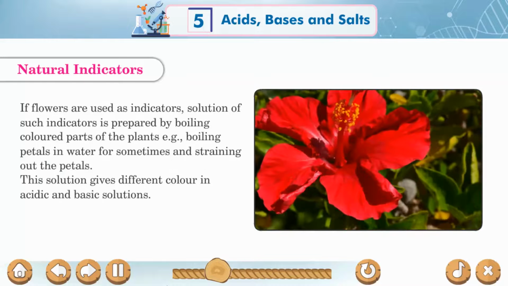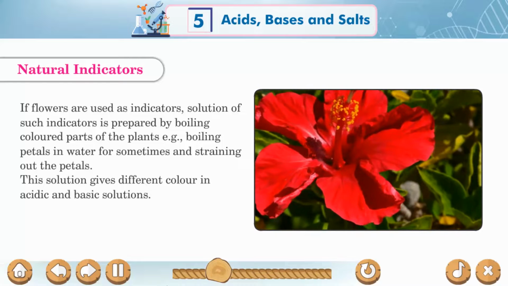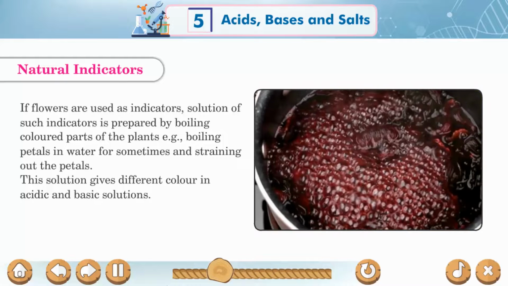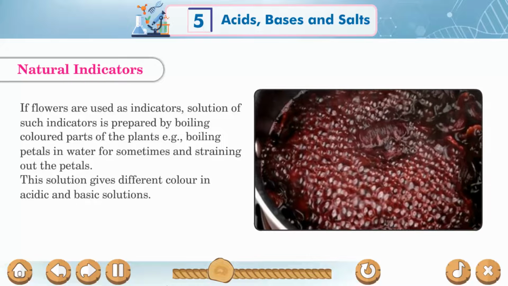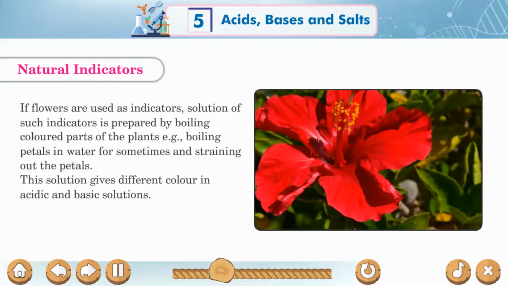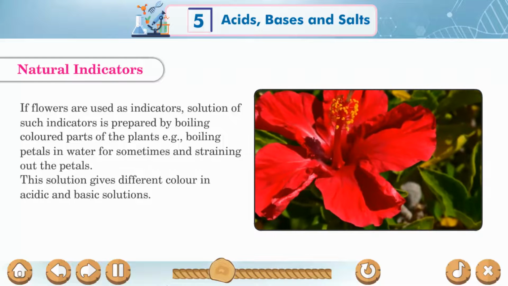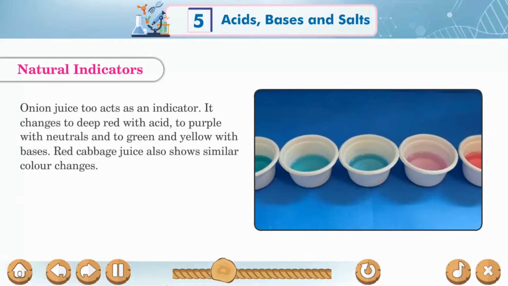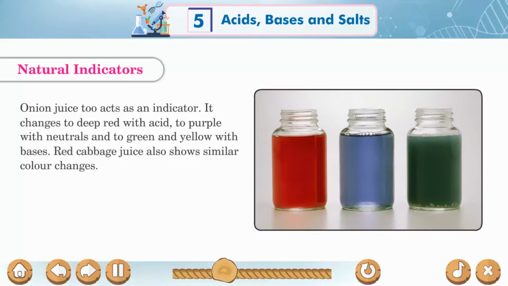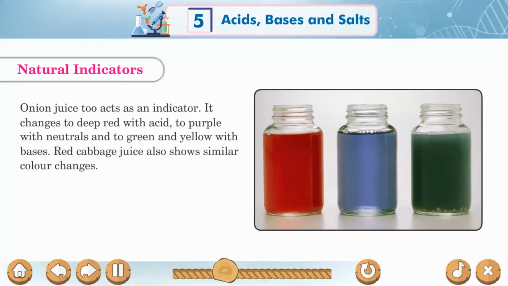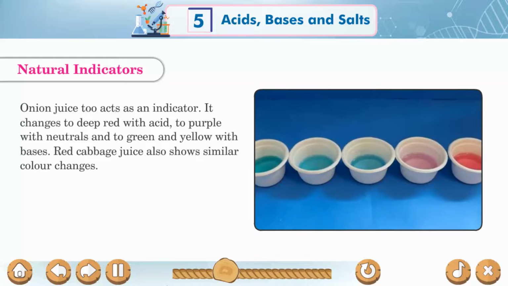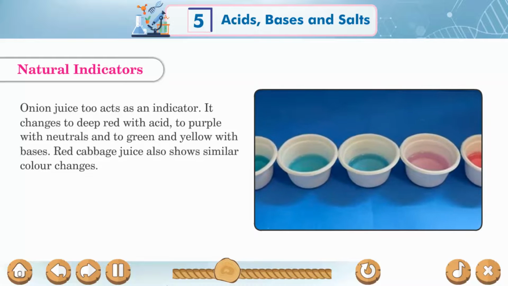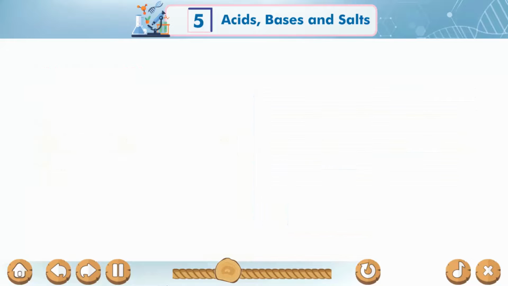If flowers are used as indicators, a solution of such indicators is prepared by boiling colored parts of the plants. For example, boiling petals in water for some time and straining out the petals. This solution gives different colors in acidic and basic solutions. Onion juice too acts as an indicator. It changes to deep red with acid, to purple with neutrals and to green and yellow with bases. Red cabbage juice also shows similar color changes.